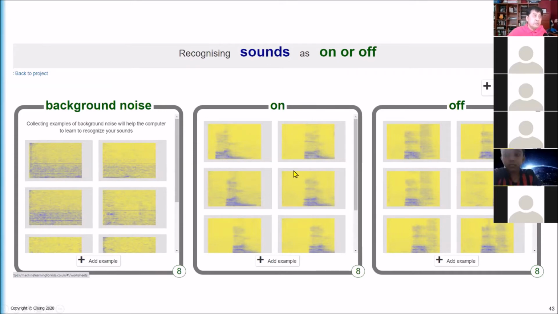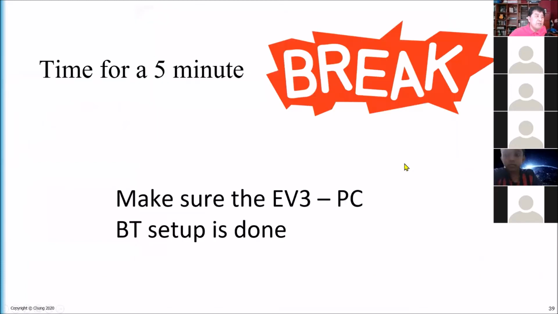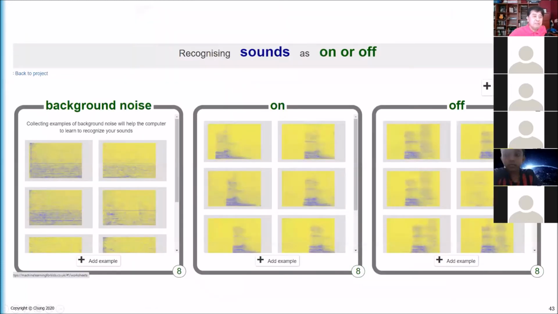So we need 2 labels. One is for on, the other is for off. I'll be using only two English words, on and off. Sorry, my mouse is so sensitive. On and off. So you see on example, the pattern, graphically seeing my pronunciation. This is the graphical view of my pronunciation of off.